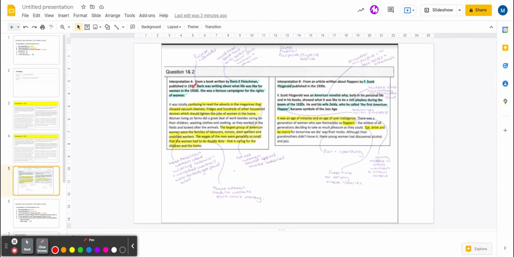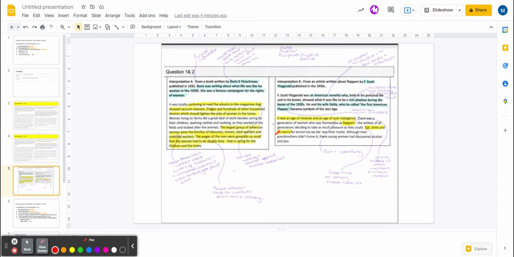I've noticed that for interpretation A, the source is really saying that not all women could afford these luxuries. It's saying it was confusing to read adverts in magazines that showed all of these new consumer goods. These women weren't women that had lots of free money. They had to work in order to earn more money for their families because the majority of them were wives of labourers or unskilled workers who wouldn't have got a big paycheck.